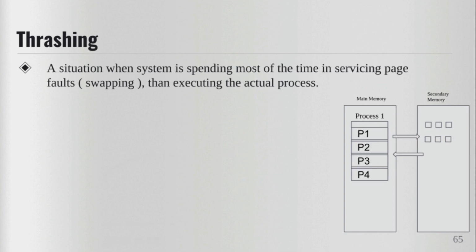So when does thrashing happen? If a process is allocated too few frames, then there will be too frequent page faults, and as a result, no useful work will be done by the CPU and CPU utilization will fall drastically. And this drastic fall of the CPU utilization is called thrashing.